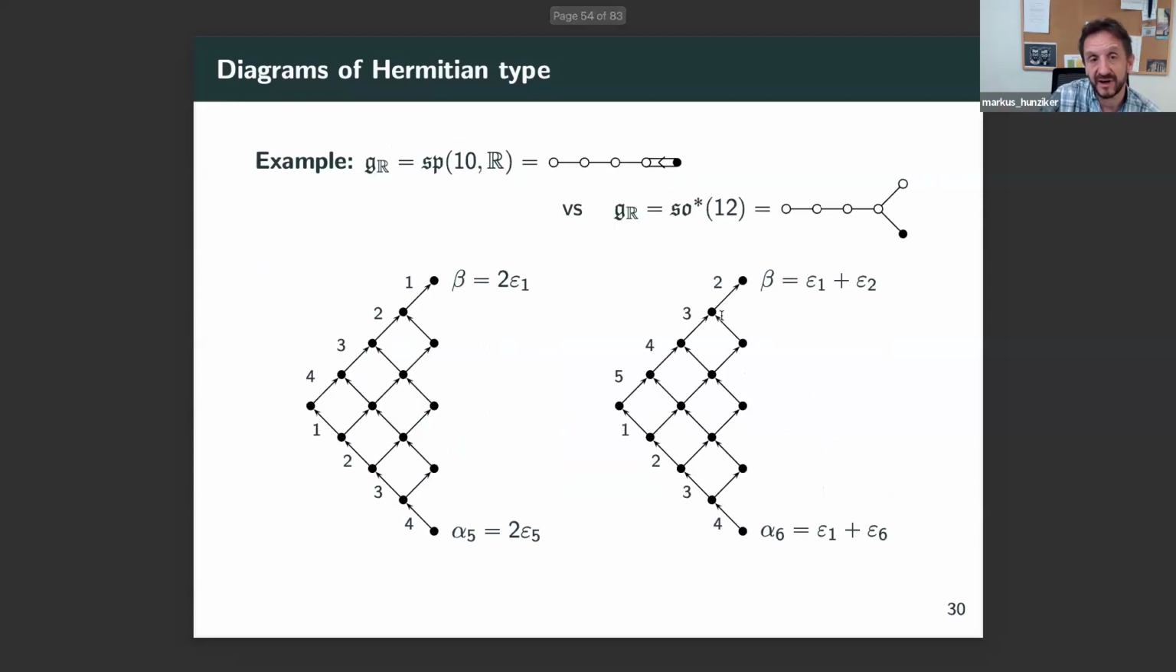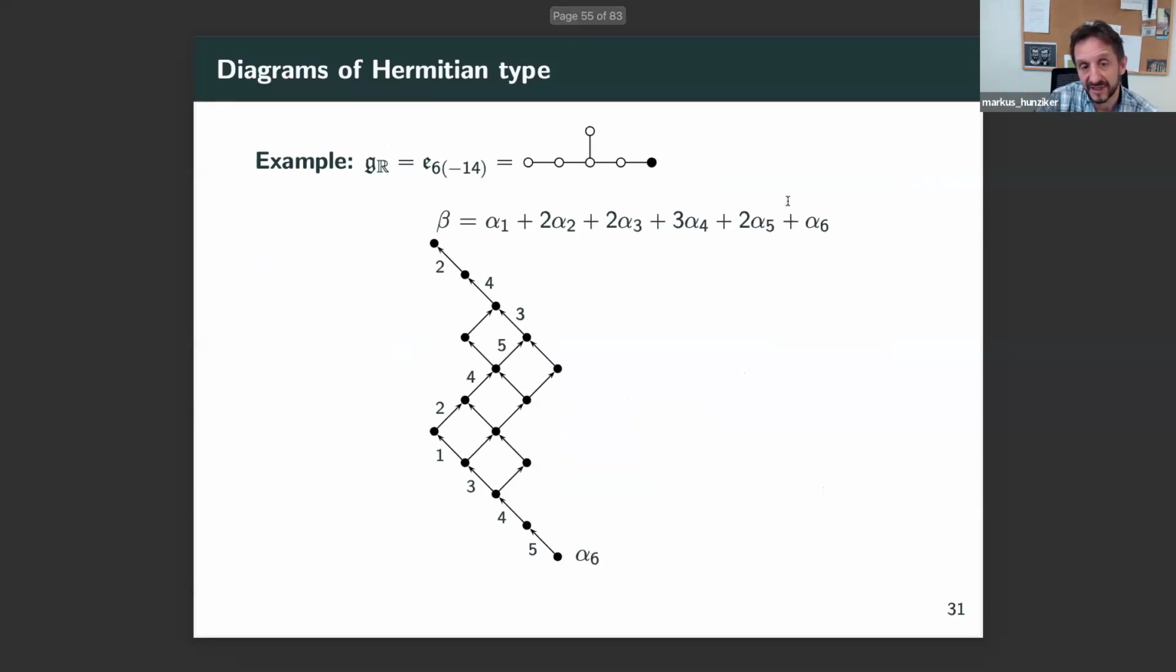We can do this for other types, for type C and type D, and also for exceptional types, where the root at the bottom is always the simple root corresponding to the black node here in the Dynkin diagram. And the top is the highest root.